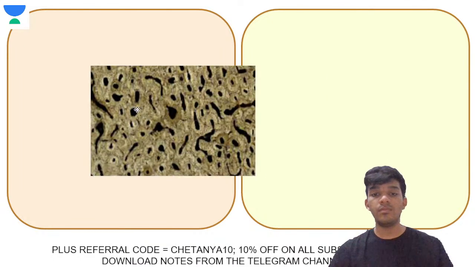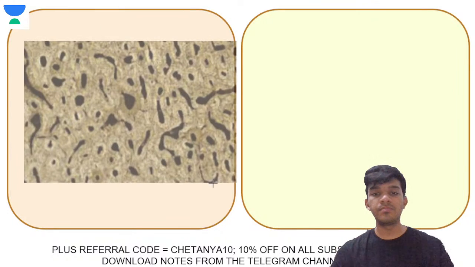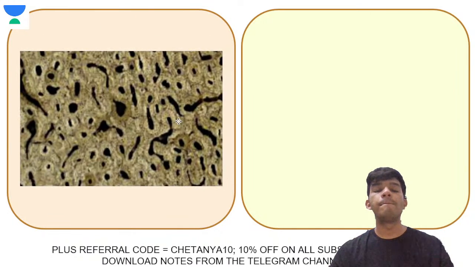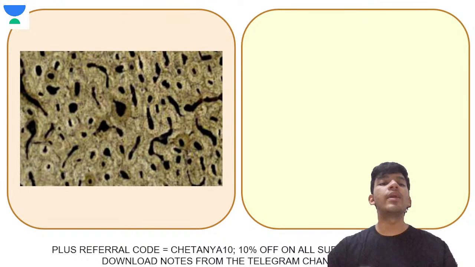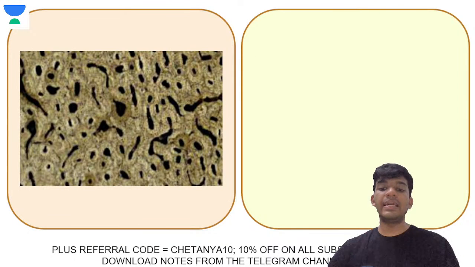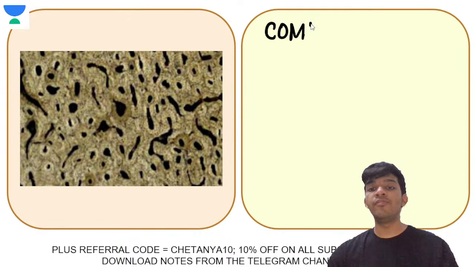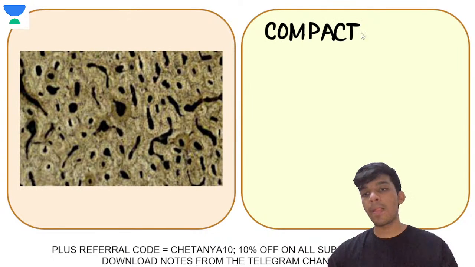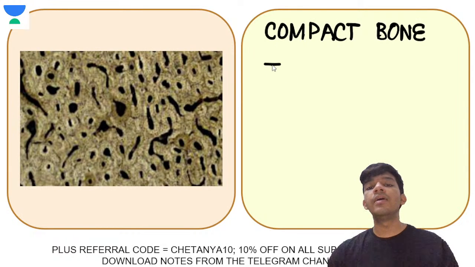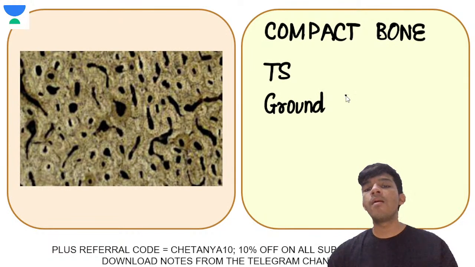Now, what is this that you are looking at? Again, this is a section of compact bone. It's a transverse section, and it is probably at a low magnification, probably 4x or 10x. Okay, it's a transverse section. It's a ground section.